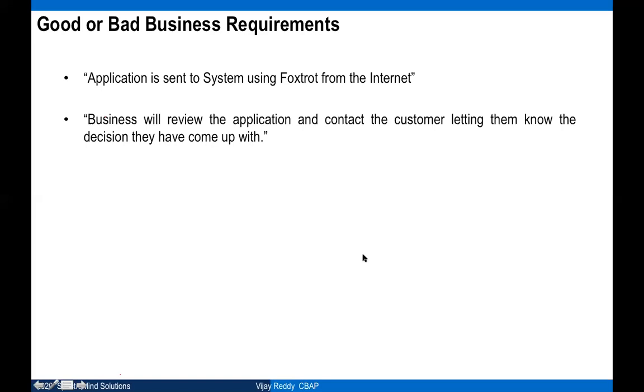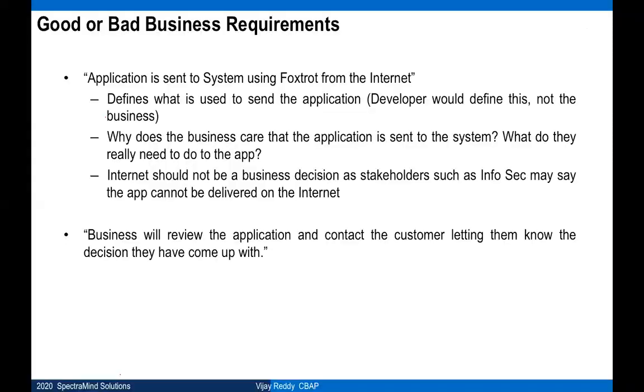Therefore, the first one is wrong because it defines what is used to send the application. The developer defines this, not the business. Business doesn't care how the application is deployed from the end user's perspective. They want it to be executed. The internet should know the business decision. How it is being taken to the end users and deployed, let the security manager or information security manager take care of it. So the second one is a good business requirement.